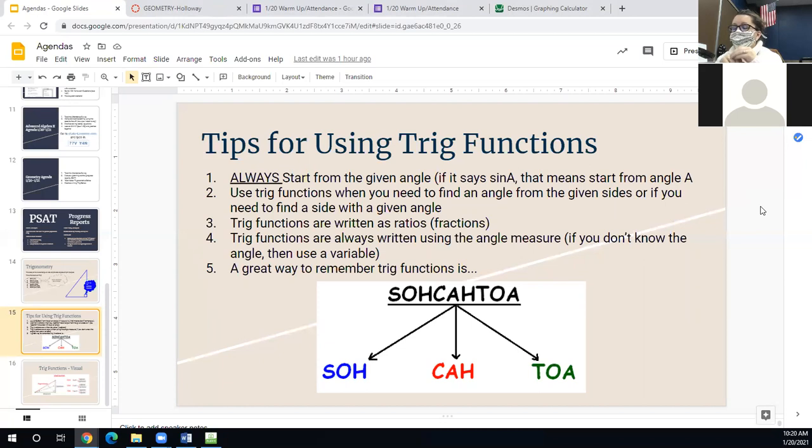Keep in mind, you need to have 2 pieces of information in order to find the missing piece. Trig functions are always written as ratios or fractions, and trig functions are always written using the angle measure. So it's always in degrees. And if you don't know the angle measure or degree, then you're going to use a variable. And a great way to remember trig functions is SOHCAHTOA. It's kind of weird, but that's a good way to remember it, SOHCAHTOA. And we'll talk about what this means in just a second. I'm going to give you a second to write that down.